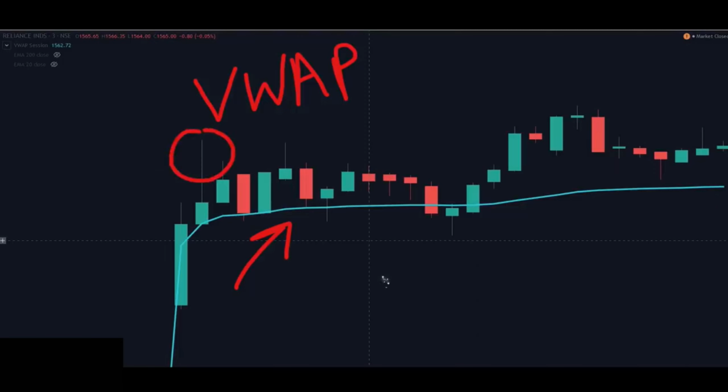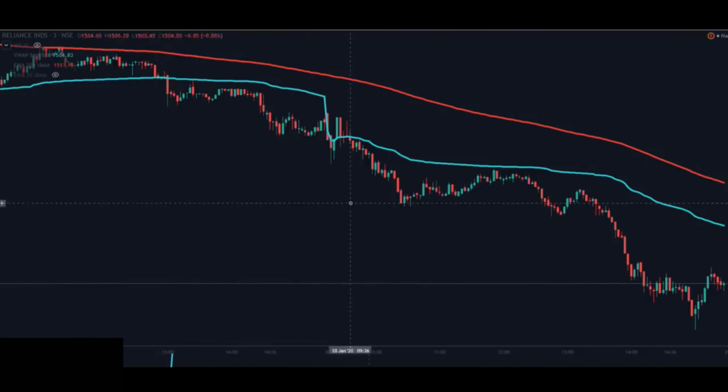Since professional brokers are trading at the VWAP line, it is a good idea to make use of this indicator in our strategy. Okay, so now we understand how it works. Let's see how to use it to make money as a retail trader.